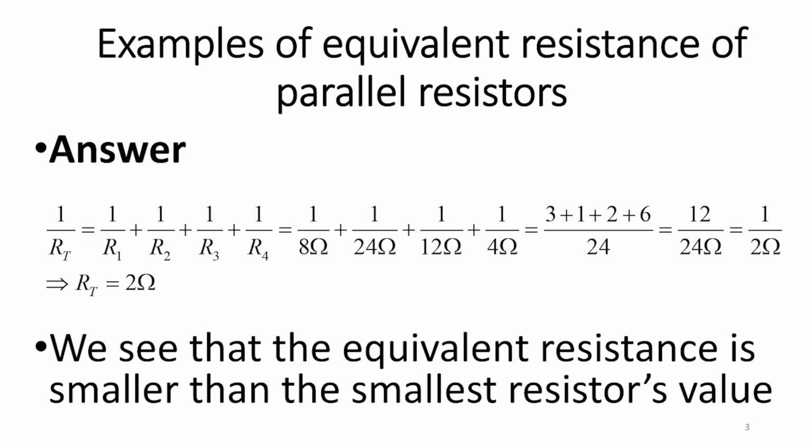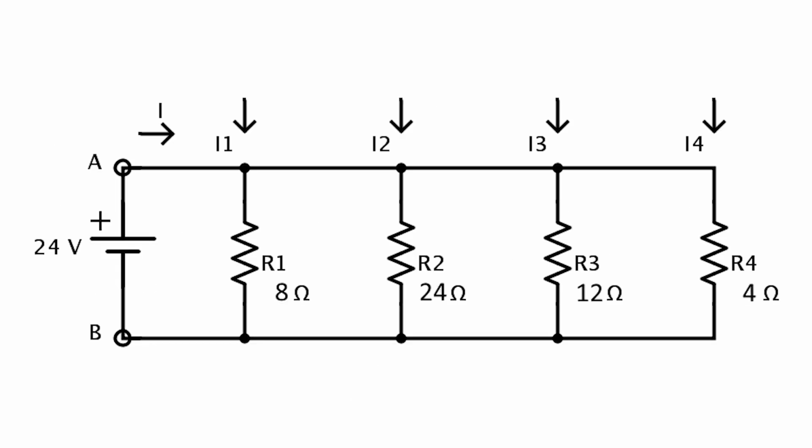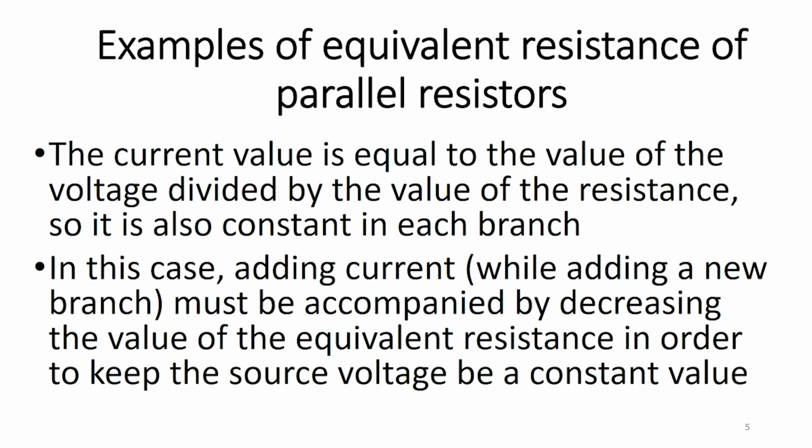We see that the equivalent resistance is smaller than the smallest resistor's value. It stems from the fact that every additional resistor connected in parallel creates an additional branch for the current. The current in the branches that existed before does not change, since both the voltage and the resistance of each branch are constant. The current value is equal to the voltage divided by the resistance, so it is also constant in each branch.